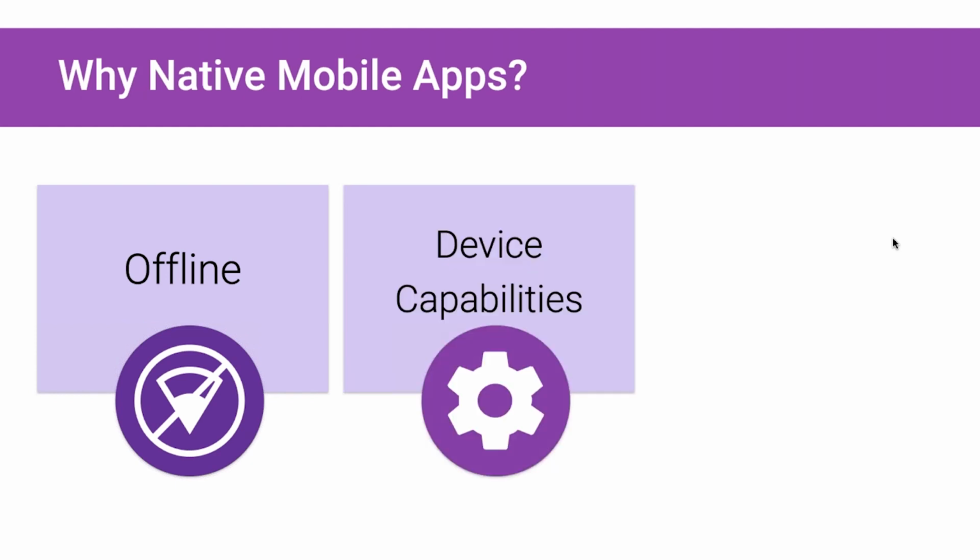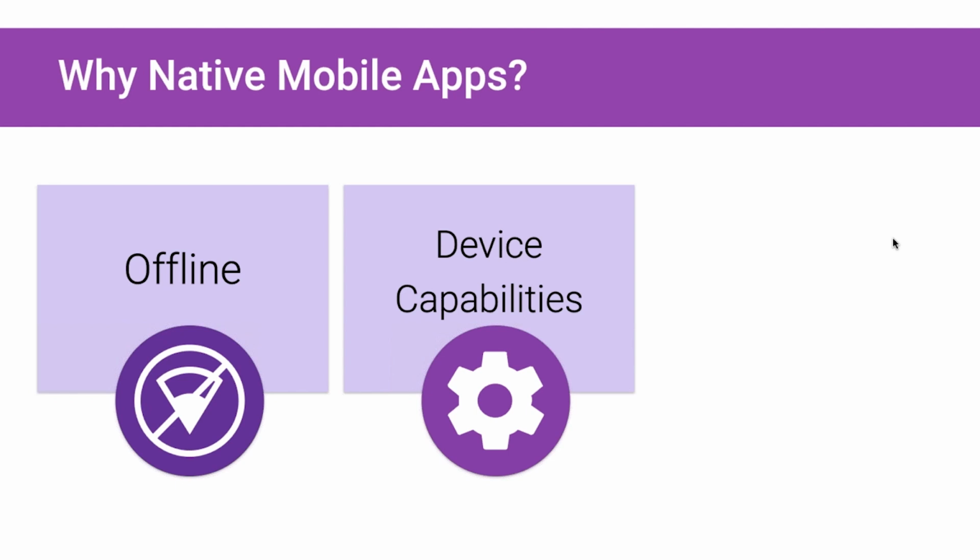Also, with a native app, you can access some of the device capabilities. You can access maybe Bluetooth or the camera capabilities, connect to different sensors. You can also access some of the operating system capabilities like the share menu. So there are more capabilities that you have access to when using a native app.